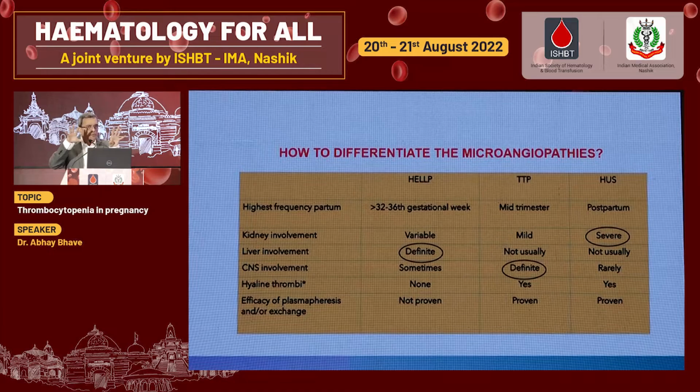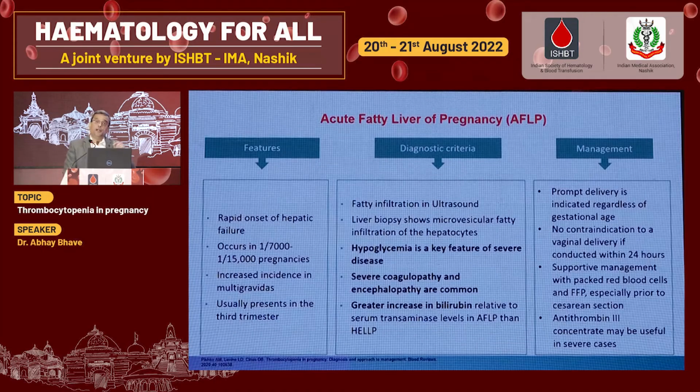So there is a clinical way of going through this, the method to the madness, in order to find out what we are doing. Because all 3 will have low platelets, they'll have schistocytes on the smear or fragmented red cells, and they may have a coagulation profile which will be altered. Now, acute fatty liver of pregnancy is one of the difficult ones.